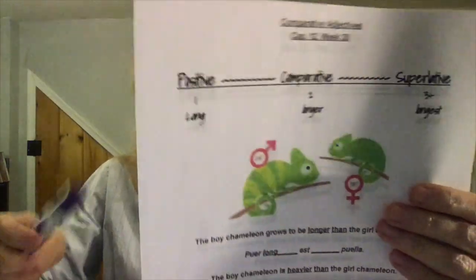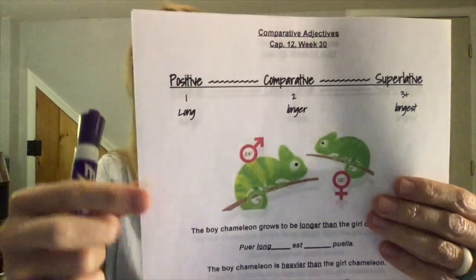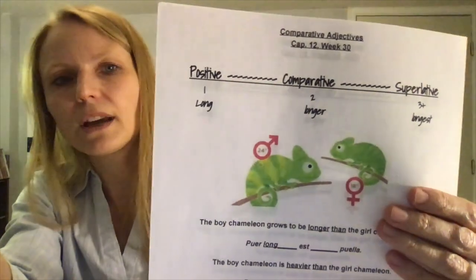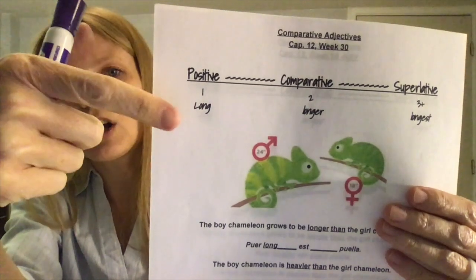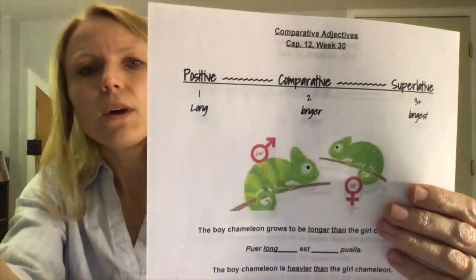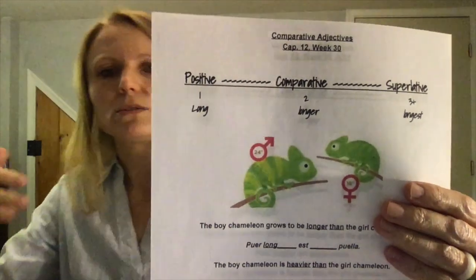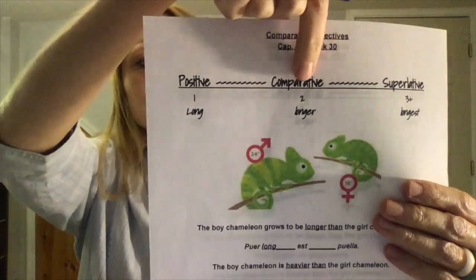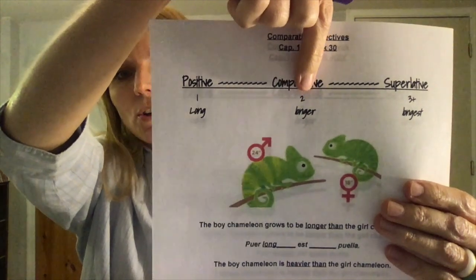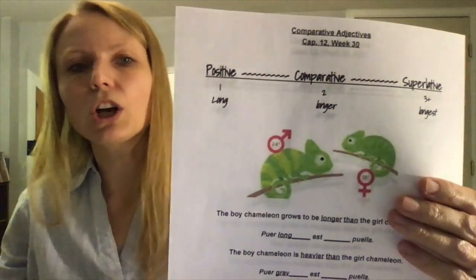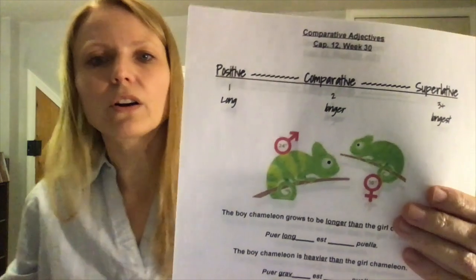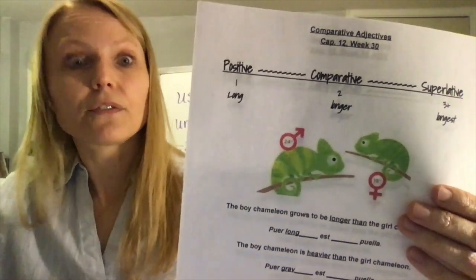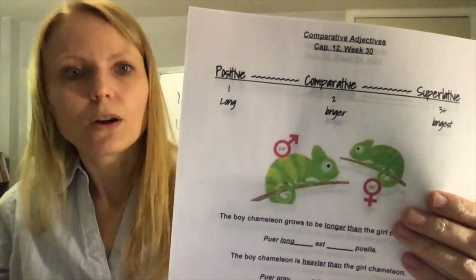Okay, sorry, I'm having trouble turning it correctly. So our positive is just our regular adjectives that come to us, okay? So it's words like long. And it's just talking about one item, okay? When you're comparing two, do you see the number two there? When you're comparing two, you use the ending er, right? So longer, shorter, taller, fairer, prettier, whatever, okay?